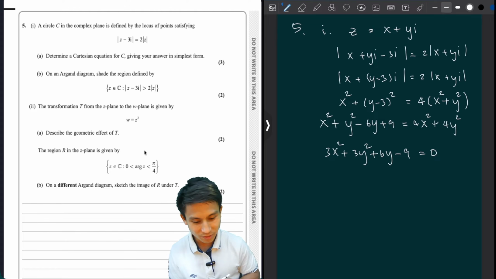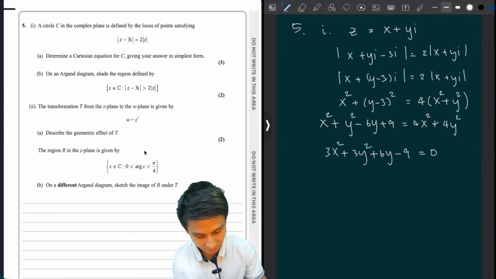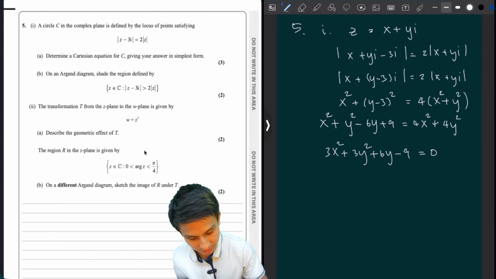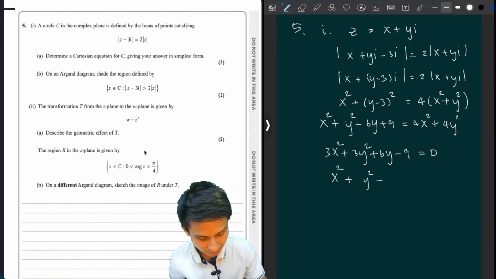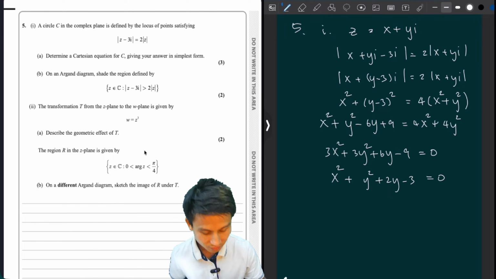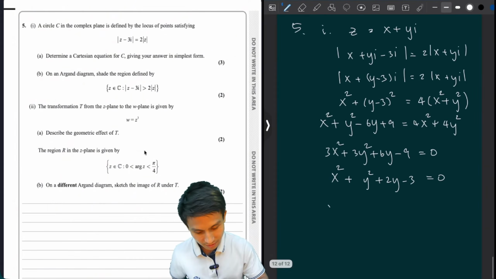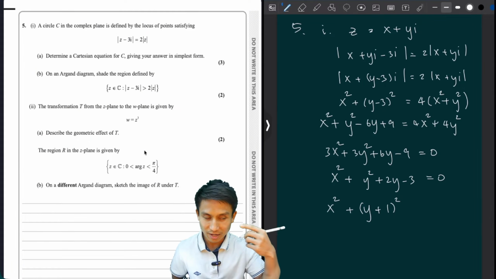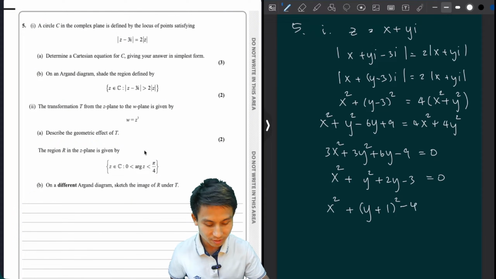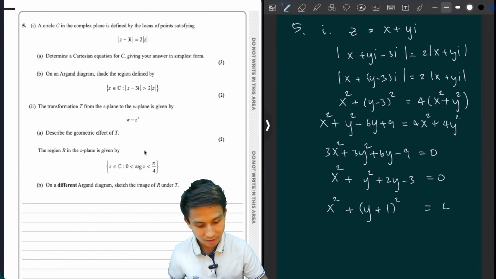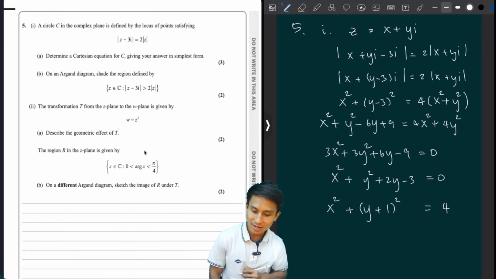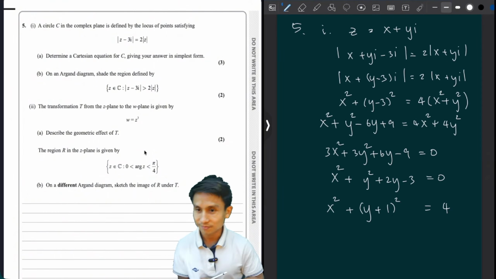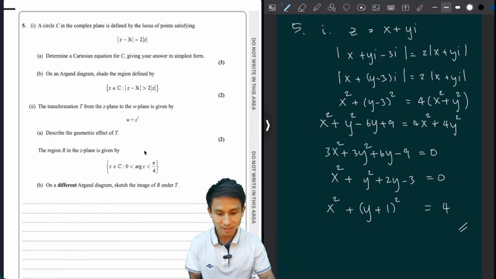I mean, we can make this into a circular equation if we want to. Do we want to? Yeah. How about we simplify, divide across by 3, we get x squared plus y squared plus 2y minus 3 equals 0, right? And then, to complete the square, we do y plus 1 squared, and then we subtract 1, and we subtract 3, we get minus 4 here equals 0, so we move that to the other side, we get plus 4 here, and that is just a circular equation. Yeah? So that's it for part A.